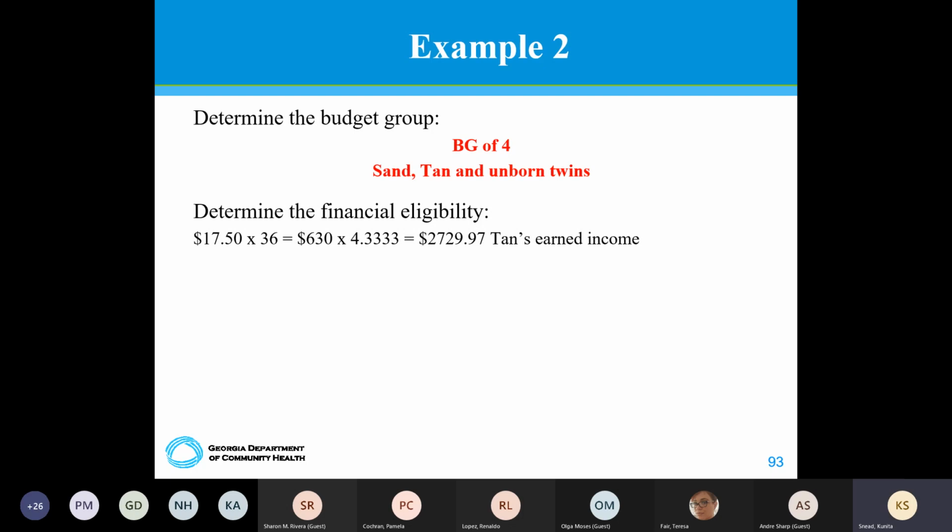Then we need to take that amount and multiply it by 4.3333 because she was paid every week. So once we multiply that by 4.3333, you should get a total of $2,729.97. And that amount is going to go in the monthly amount field for Tan.